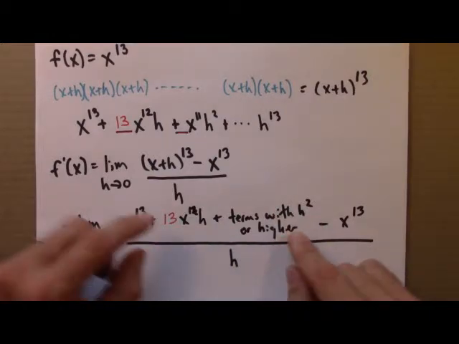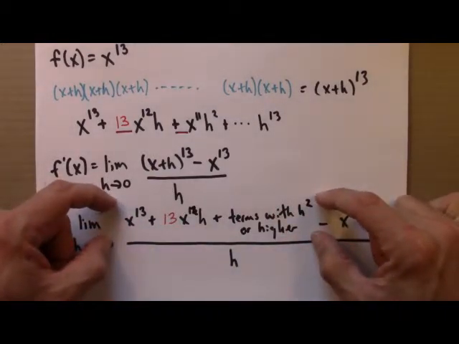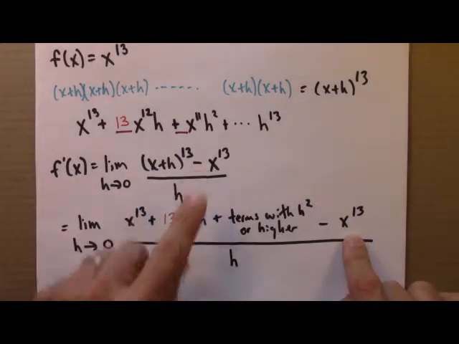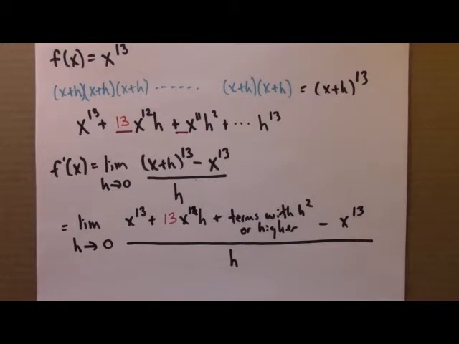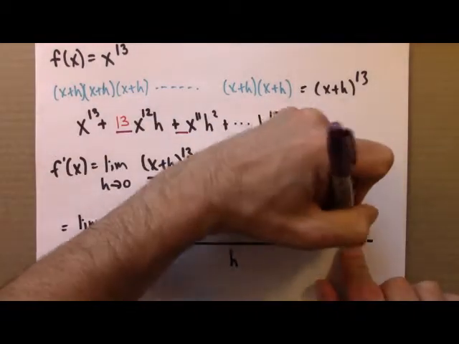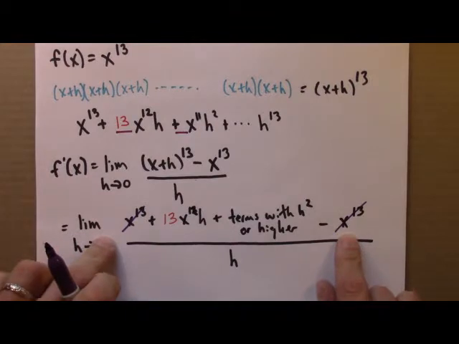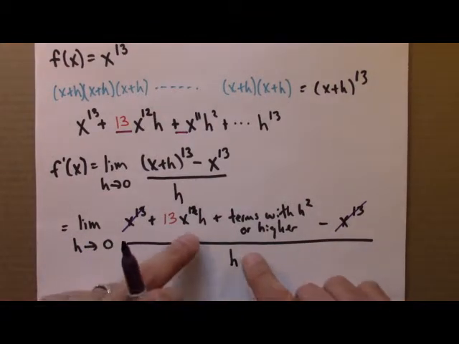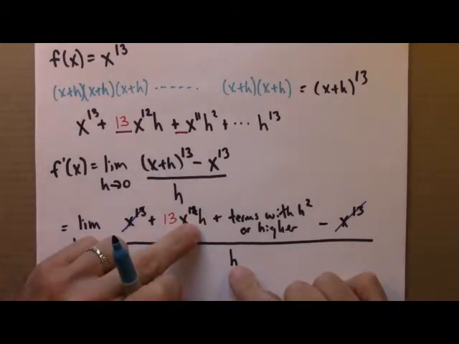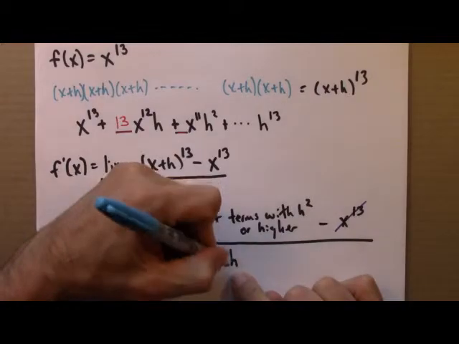So this, between my fingers, is (x plus h) to the 13, and then we subtract x to the 13. So as before, some cancellation happens. So the x to the 13 minus x to the 13, those terms cancel each other. And now I can cancel an h, like I did before. So h here, h there, those are going to cancel.